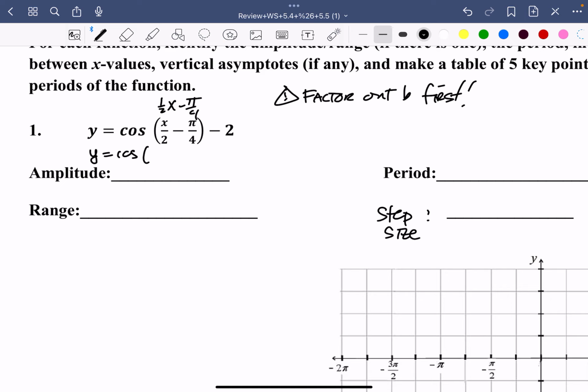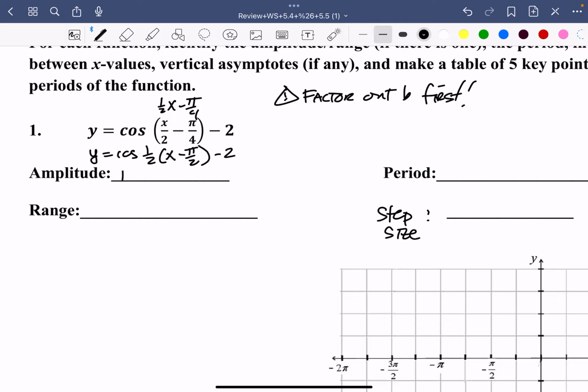So if I factor out a 1/2, then I ask myself, 1/2 times what gives me 1/2 times x, and your answer is x. And then 1/2 times what gives me negative pi over 4? I guess that's going to be negative pi over 2, and then minus 2.